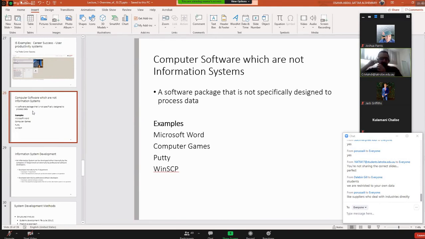From the definition of an information system, it takes input data and then, based on certain procedures and steps, produces outputs. With Microsoft Word, we don't have this concept. It's not about processing. It's not about input data, steps, procedure, and then output. With Microsoft Word, we don't have this concept of an information system. And computer games are the same thing. We don't have such a concept, and the same with Putty and so on.